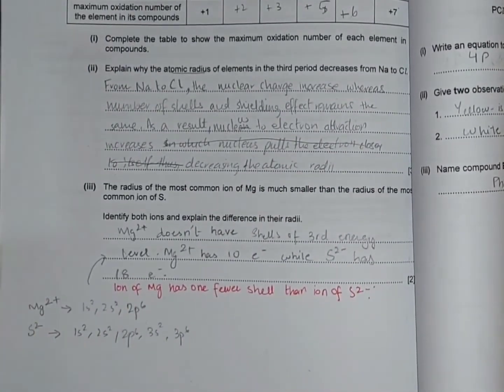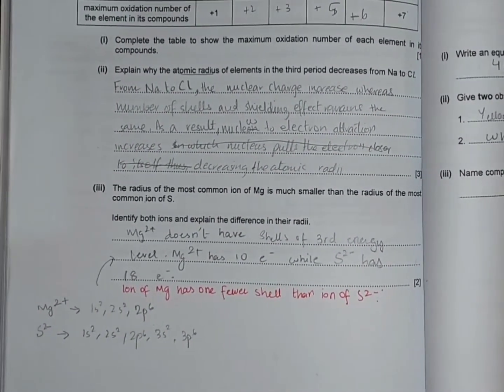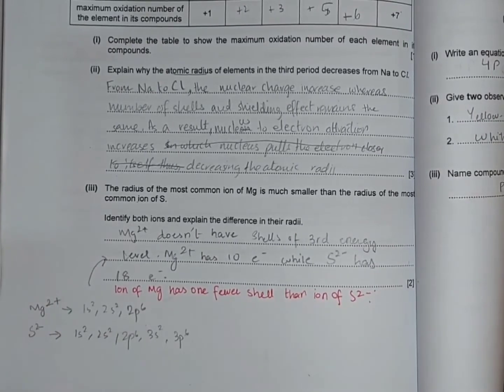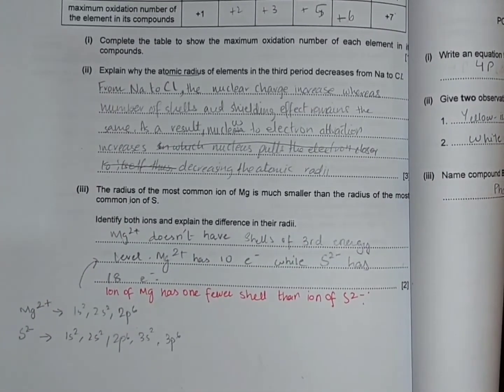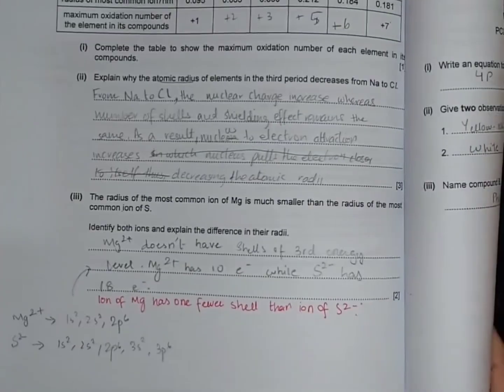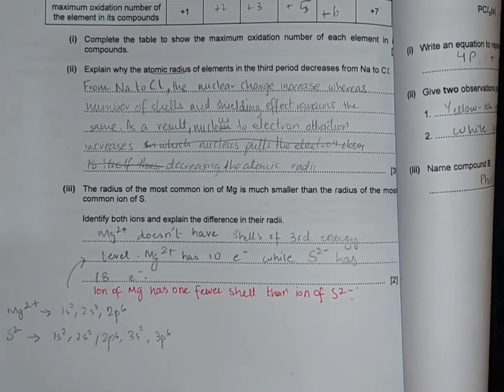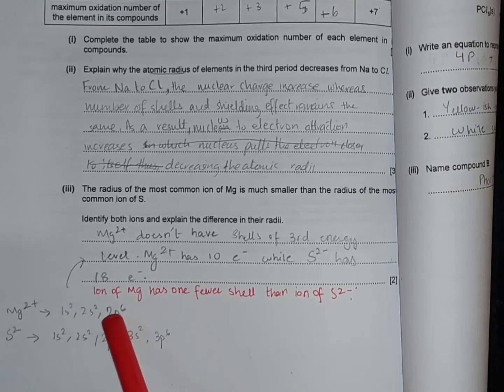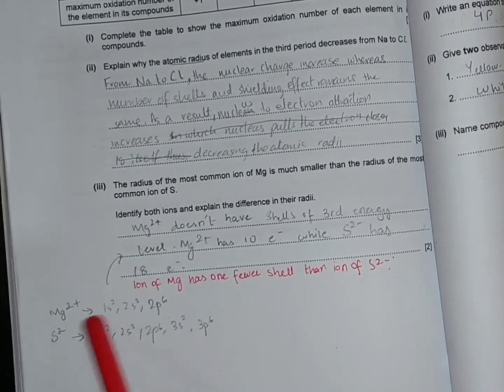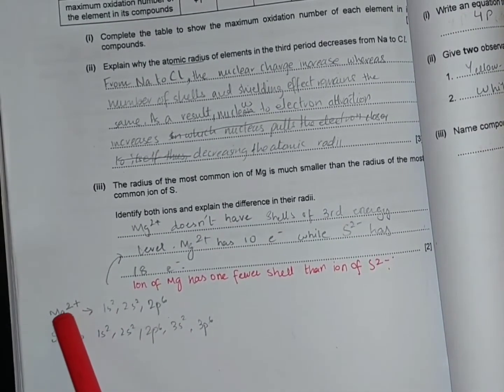Let's move on to question 3. The radius of the most common ion of magnesium is much smaller than the radius of the common ion of sulfur. Identify both ions and explain the difference in their radii. So we know that here is the electronic configuration of both the magnesium ion and the sulfur ion.